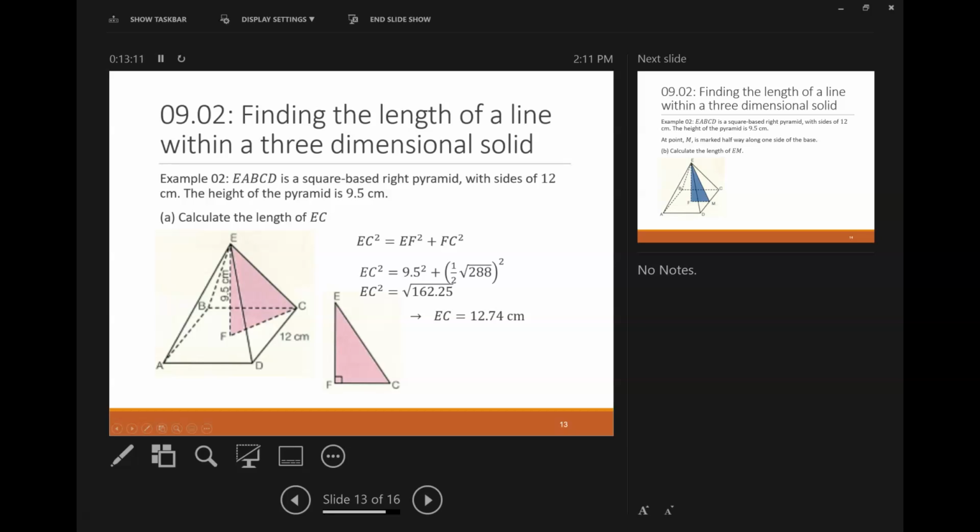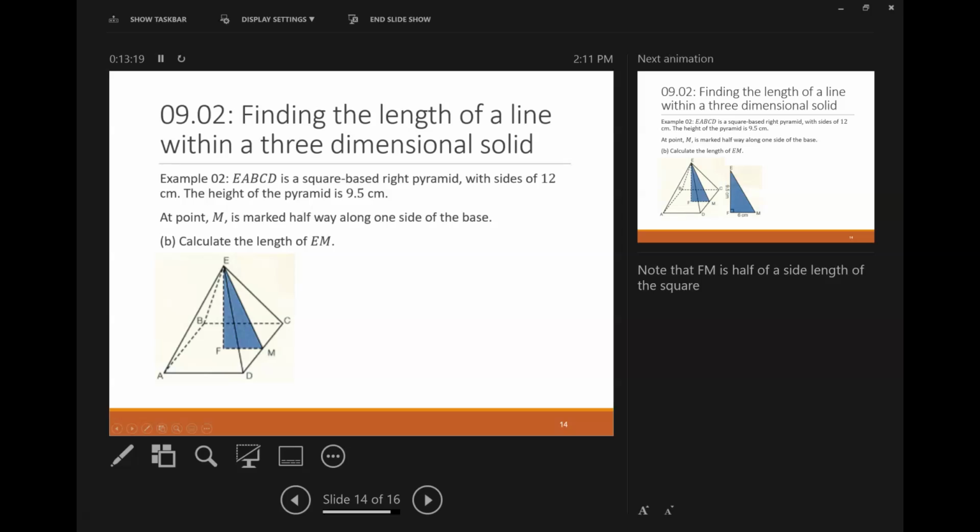Once you get a little bit comfortable with looking at these things three-dimensionally and seeing those calculation triangles, they're not bad. Part B says to find the length of EM, where M is the midpoint of one of the sides. So I've gone ahead and drawn that and drawn in my calculation triangle. So we have EF that was given to us, that's the height. And we're looking for EM, so what's FM?